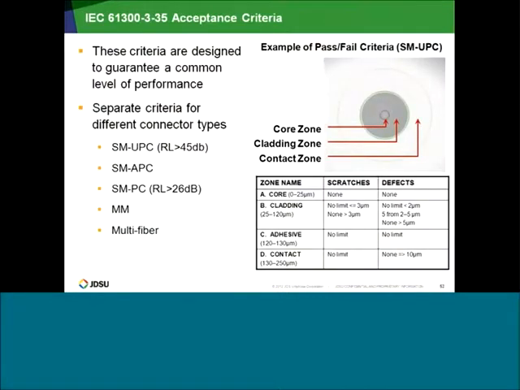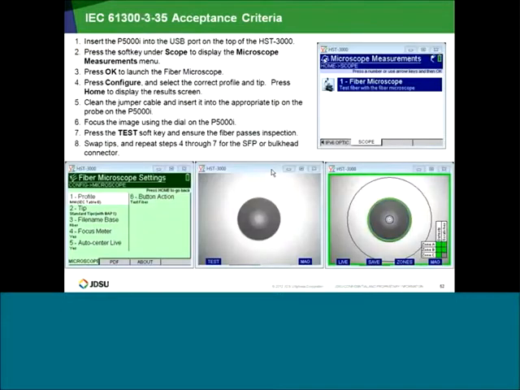Okay, so this is the IEC standard acceptance criteria. I'm not going to go into details on that, but really the most important is your core. The core has to be pristine, and for the rest, of course, based on the criteria, you'll know whether it's clean or dirty. Okay, and this is also available on your HST 3000. If you have the color one, you can also plug our P5000i into the HST 3000.